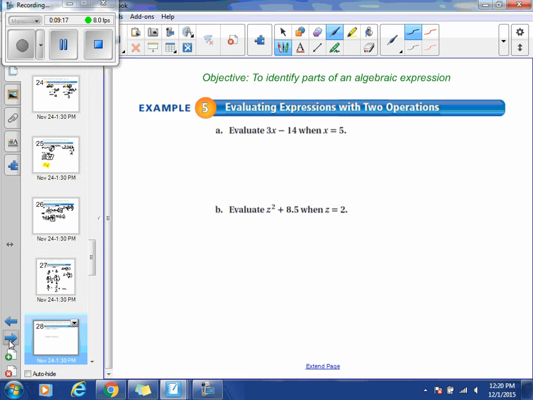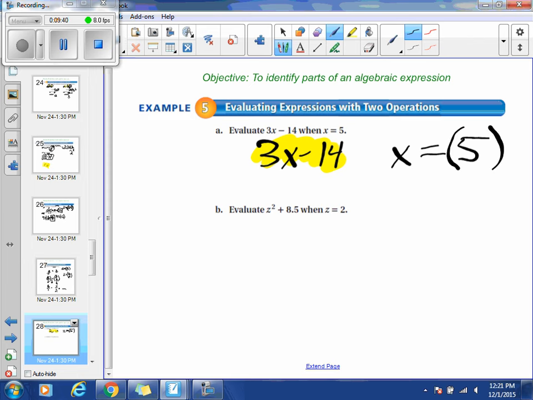All right, last example. Evaluate 3x minus 14 when x is 5. I'm going to write it bigger. 3x minus 14 when x equals 5. Here's my expression. It has no equal sign, combines numbers, variables, and operations. It tells me x is 5. This is where I want to use parentheses before I substitute it in. X is the same as 5. So over here I'm going to say 3 times (5) minus 14.